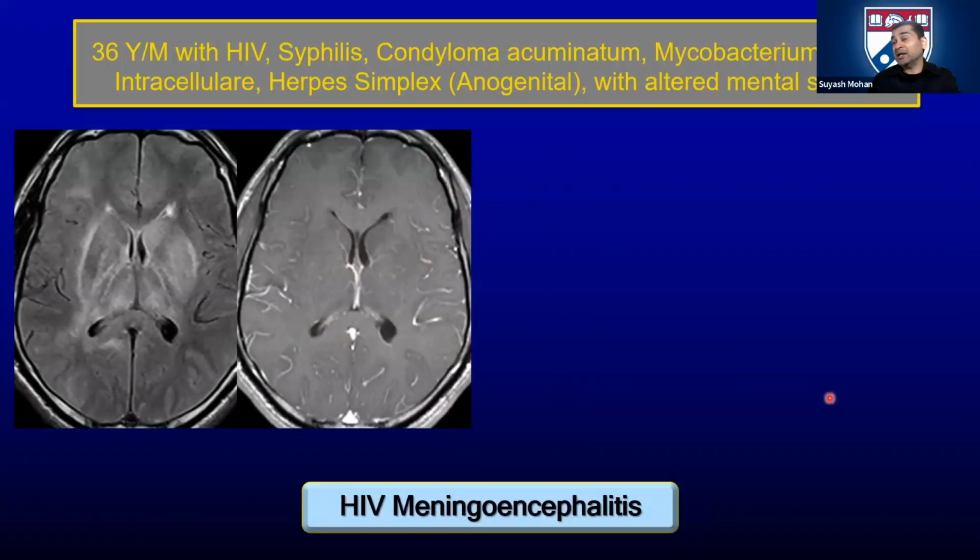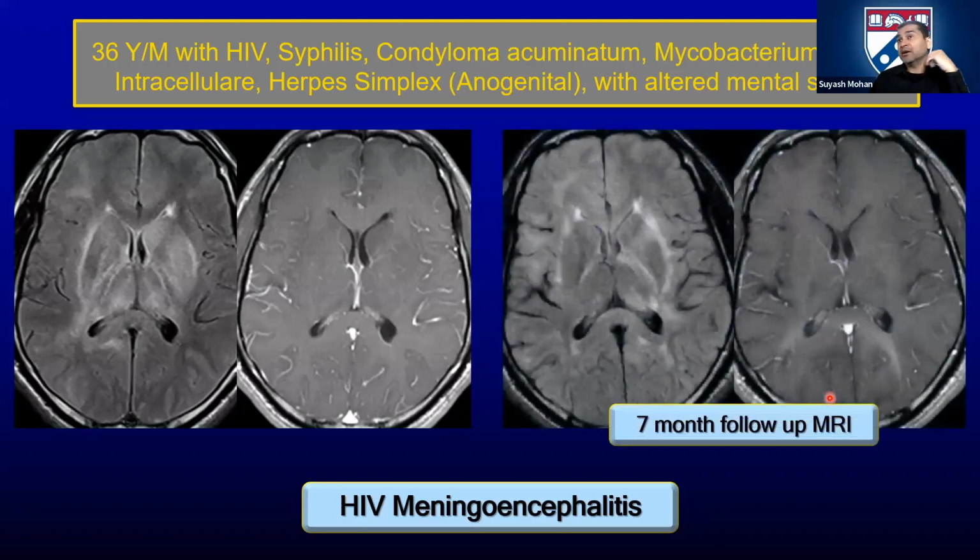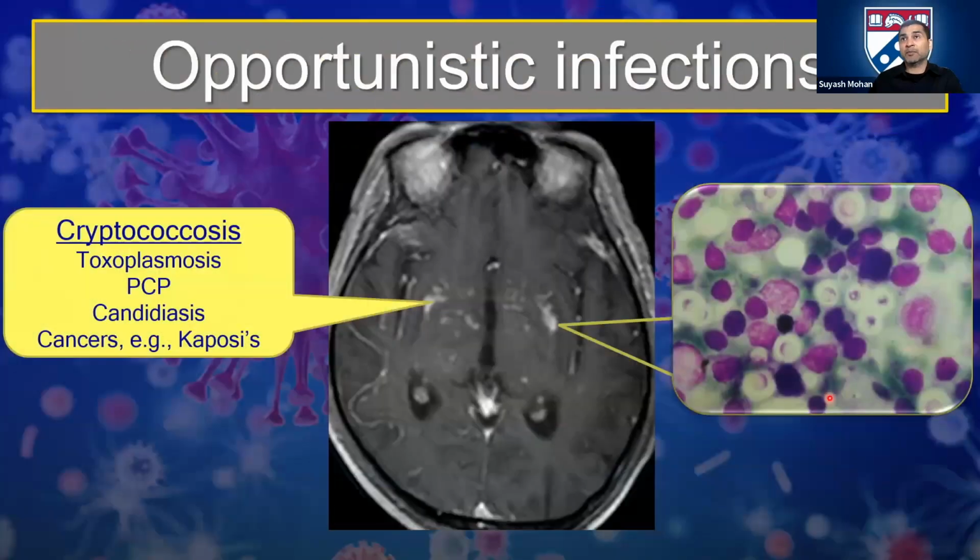Now, HIV, if it affects the brain, it may involve the deep gray structures. And this is a case of HIV meningoencephalitis. And on follow-up, there is some improvement of many of these abnormal imaging findings.